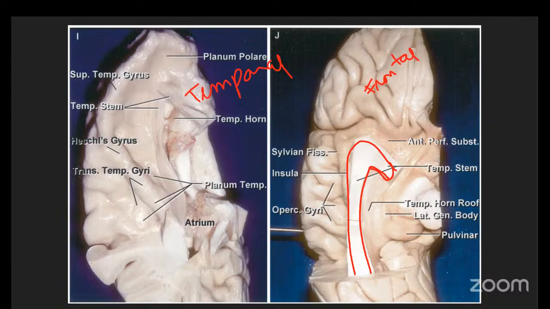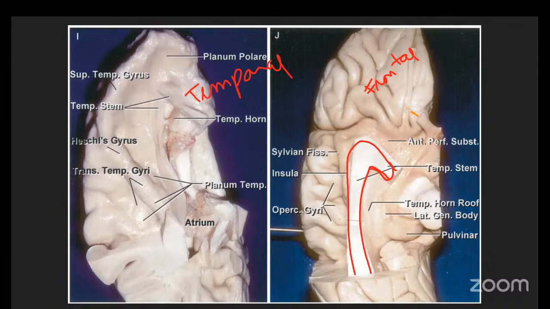Temporal stem is nothing but a collection of white matter fibers. It's a band that connects the temporal lobe with the frontal lobe, with the thalamus as well. So what they have done is they have dissected right at the base so that the temporal stem is cut. And what you see on this side is the inferior surface of the frontal lobe.